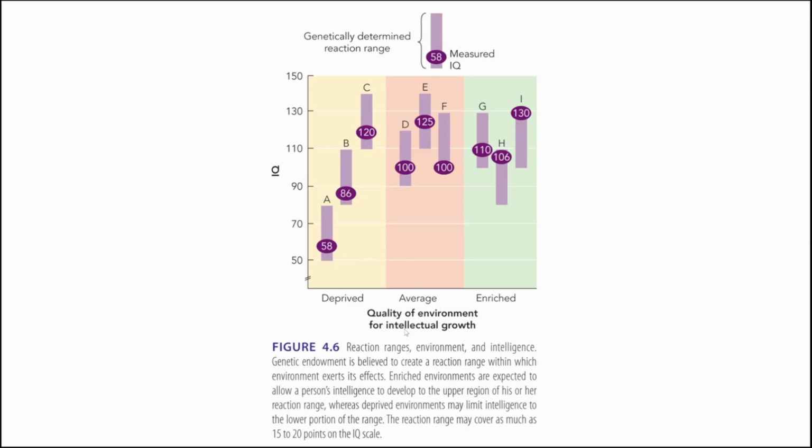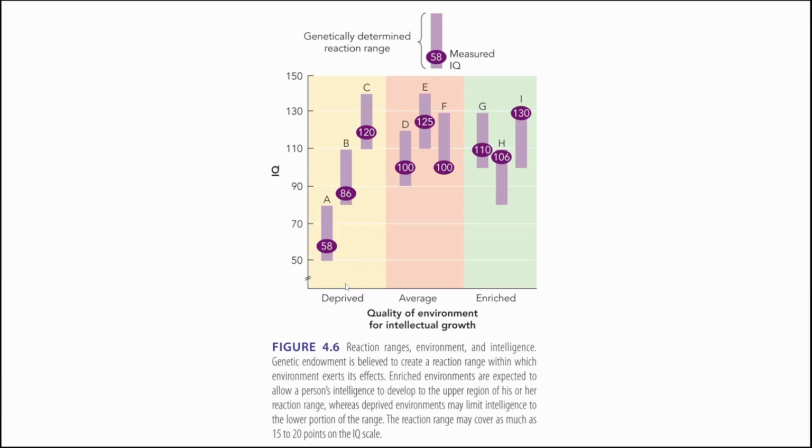So when we're looking at intellectual growth in terms of these environments, average would be like you're at a normal school. Enriched would be maybe you're at a school that has specialized programs that are supposed to help encourage learning and creative thinking and flexibility in problem solving. And then deprived would be maybe you're in an area where there's no funding and the schools are not so great and you don't get a lot of practice using your cognitive abilities.